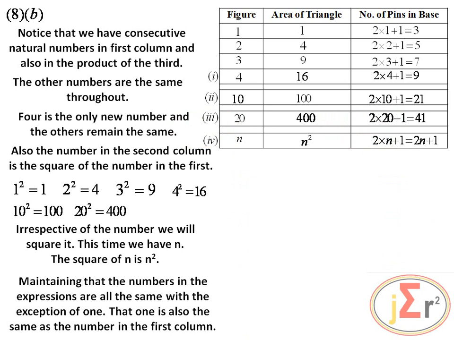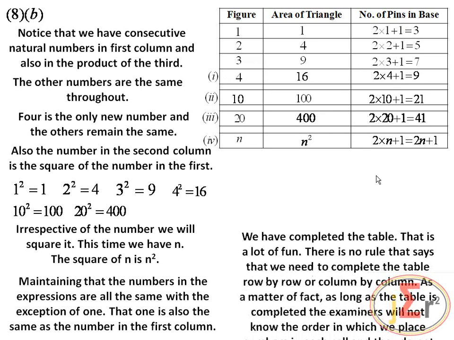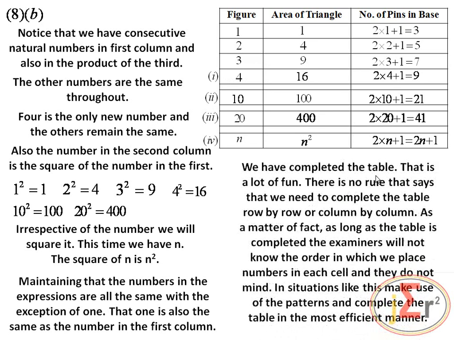It cannot be difficult. Notice that all of these numbers are the same. This one is the same as the first one. This is the same as this. This is the same as this. Therefore, we imagine that 20 will go here also. And there's nothing to it. We have completed the table. That is a lot of fun.